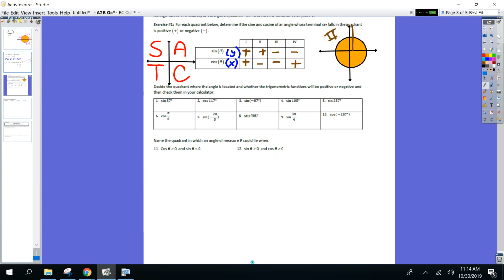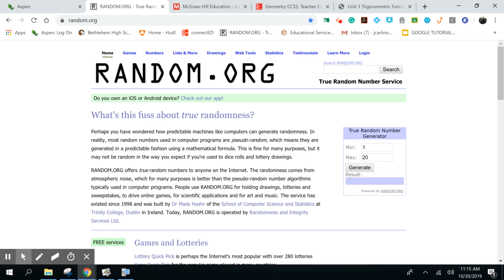So here we go. Number 1. Tell me what quadrant I'm in, and then let me know if it's going to be positive or negative there. So 2 jobs: quadrant, and is it going to be positive or negative? And I don't want you to use your calculator, unless it's to check it, because we should be able to do these now without the calculator. All right, here we go.